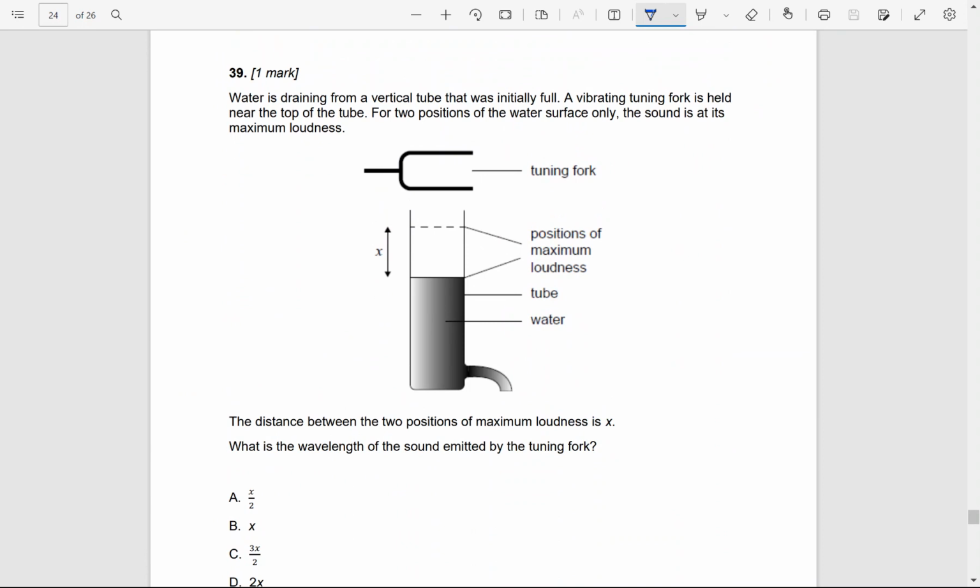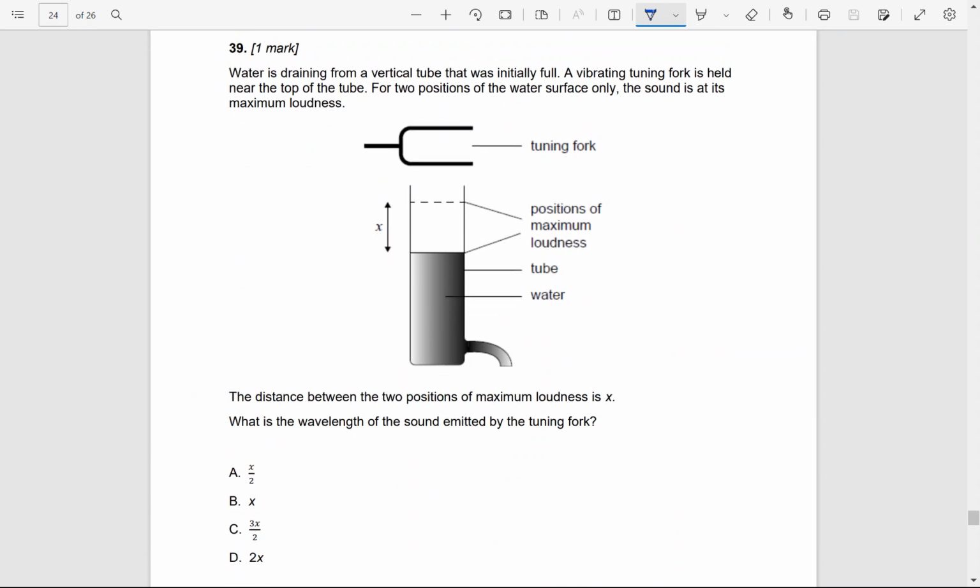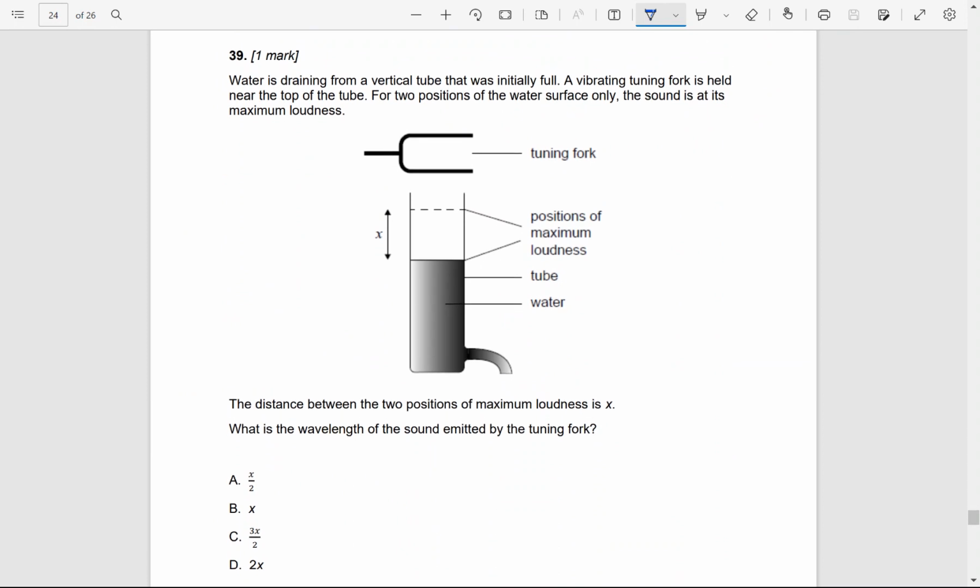Okay, 39. Oh, my favorite kind of question. They always come up. Funny that. Right. Water is draining from a vertical tube that was initially full. The vibrating tuning fork is held near the top of the tube. For 2 positions of the water surface only, the sound is at its maximum loudness. The distance between the 2 positions of the maximum loudness is x. Okay. What is the wavelength of the sound emitted by the tuning fork?